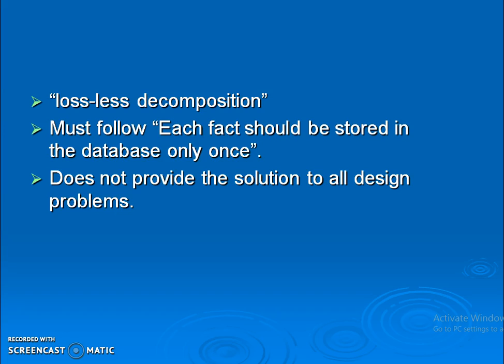What happens in normalization? We decompose our relation. There are two types of decomposition, lossy and lossless decomposition. We generally try to achieve lossless decomposition. We must follow that each fact should be stored in the database only once, meaning unique values must be maintained. Normalization does not provide the solution to all design problems.